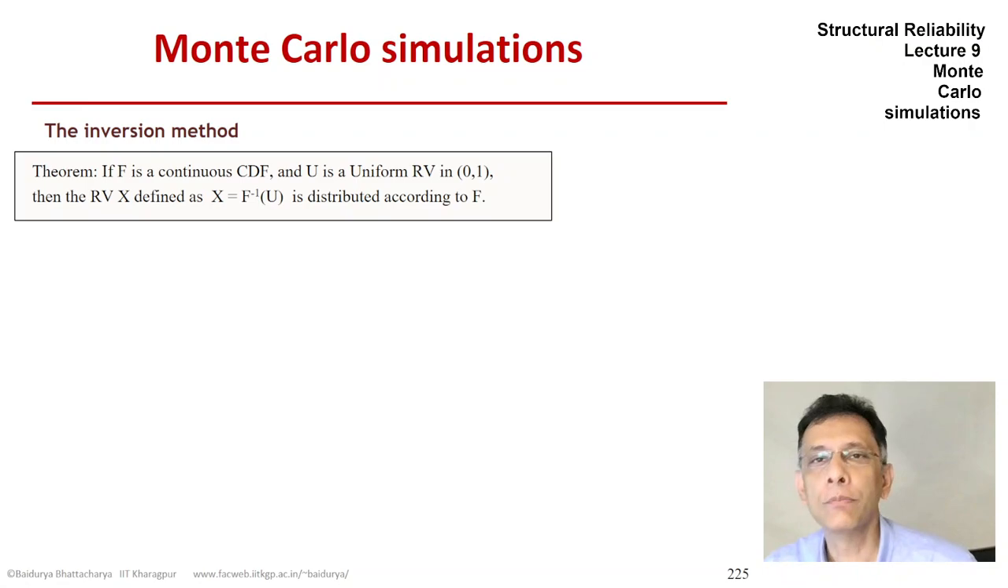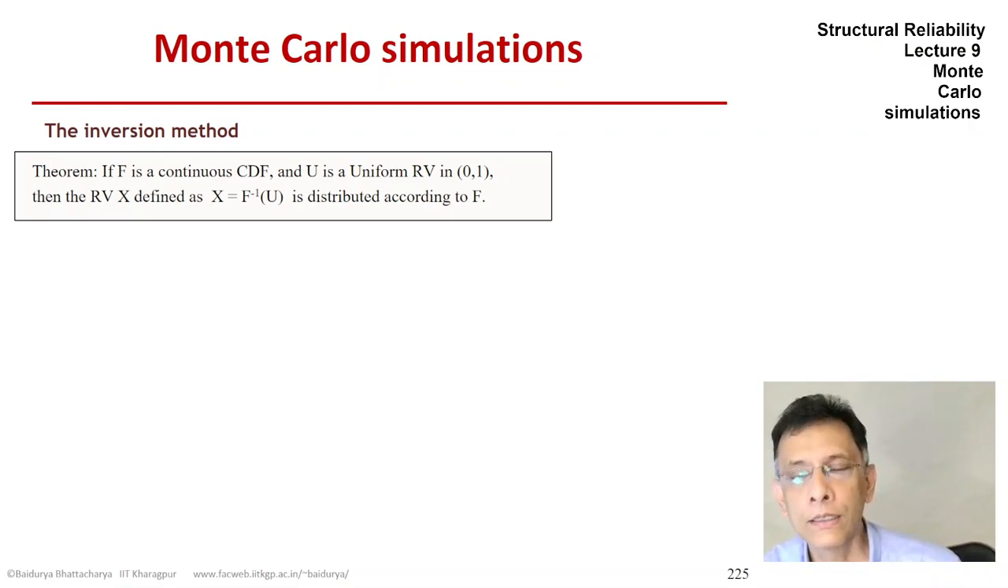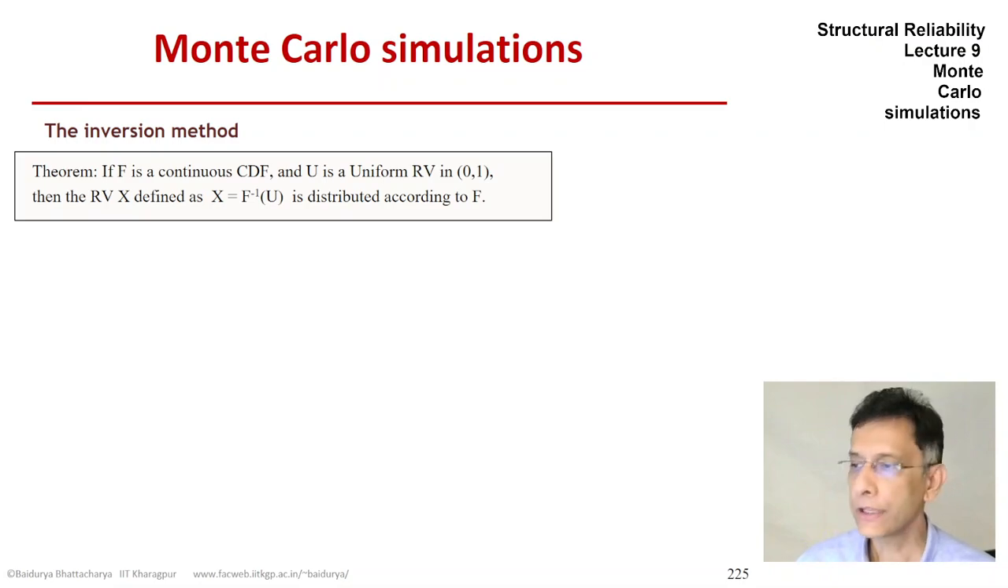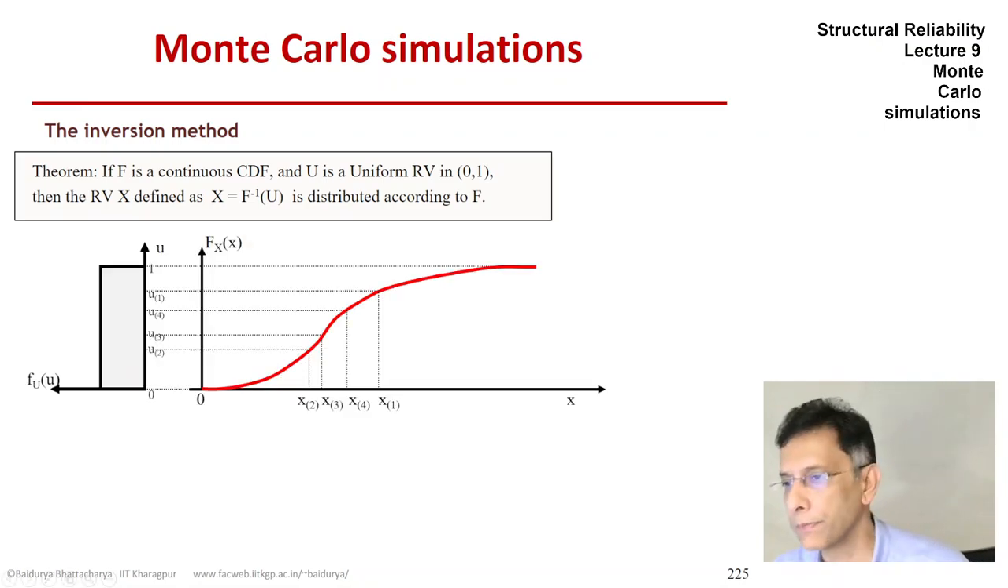The inversion method is the most general and very powerful method, and the theorem states that if I have a uniform deviate and if I am able to invert that through a continuous CDF F, then the value that I get after the inversion is distributed according to the distribution F itself. The proof is straightforward. It can be found in any textbook, but let's look at it pictorially.